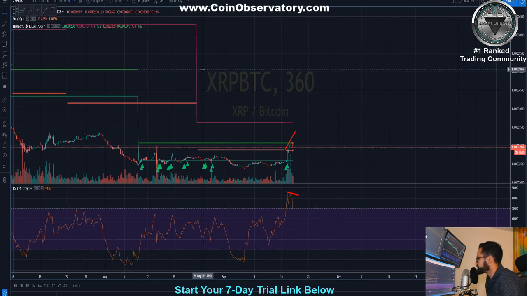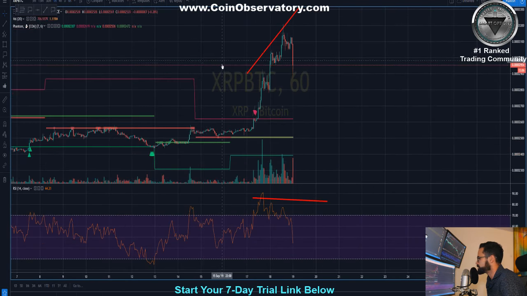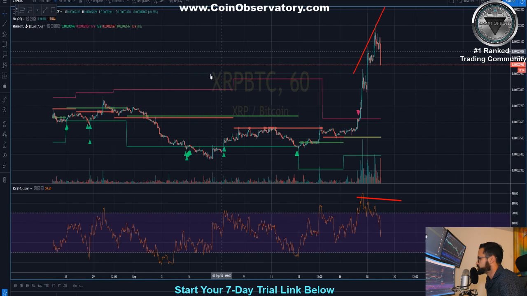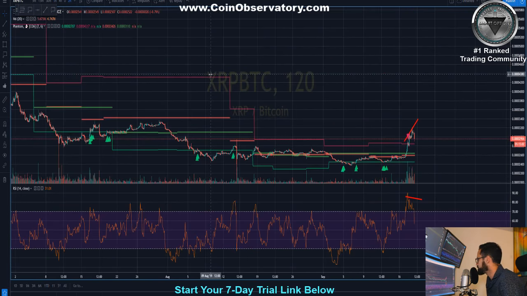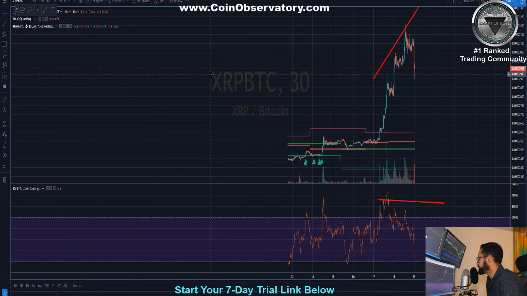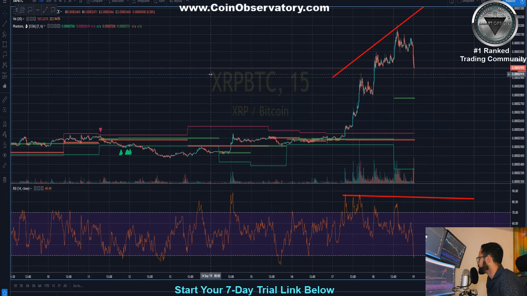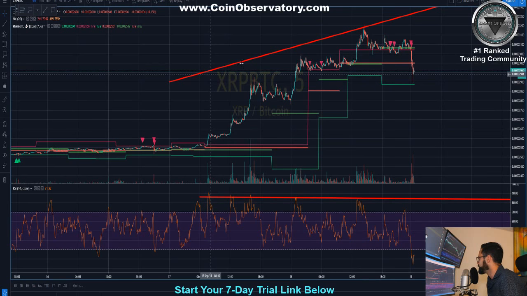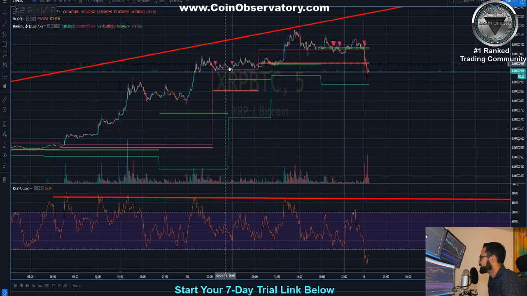Best time frames: I've seen anything from the hourly to the 120 work really well. The 30-minute and the 15 will work good in the middle of breakouts, like on a 5-minute chart. If somebody was just trading the 5-minute, these wouldn't be valid because it's still closing above.